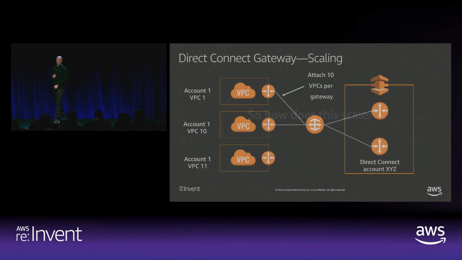So how does this scale? The Direct Connect gateway supports, just like we talked about, 10 VGW attachments, which means 10 VPCs. To scale beyond 10 VPCs, you need to essentially just create another Direct Connect gateway.